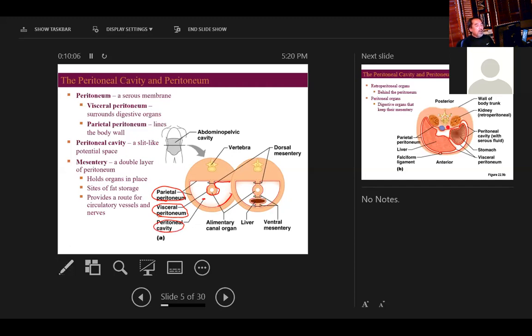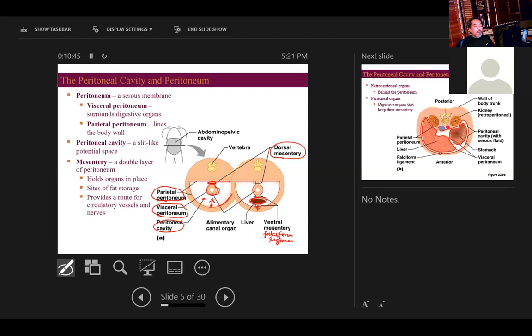And this is the structure that holds or suspends the visceral organ to the dorsal wall. It's a redundant structure that wraps around the intestines and connects to the parietal peritoneum, and that structure is called dorsal mesentery. So nothing is connected to the ventral wall, except the area where the liver is. The liver is connected to the ventral wall. We call it the ventral mesentery, but specifically we call it the falciform ligament.